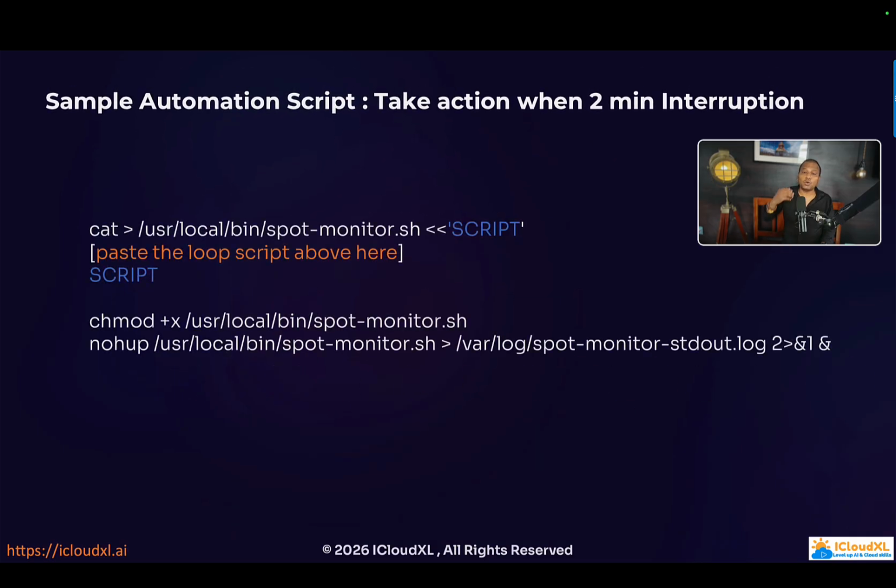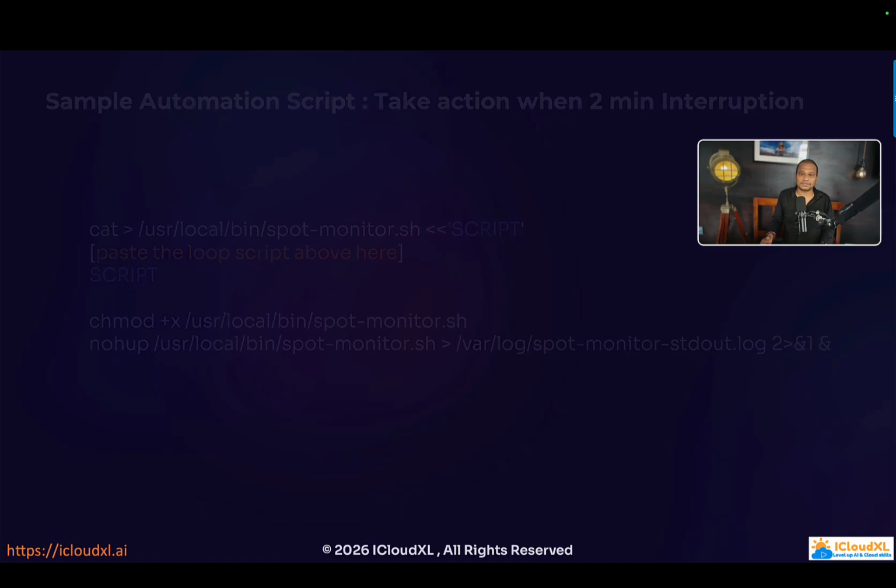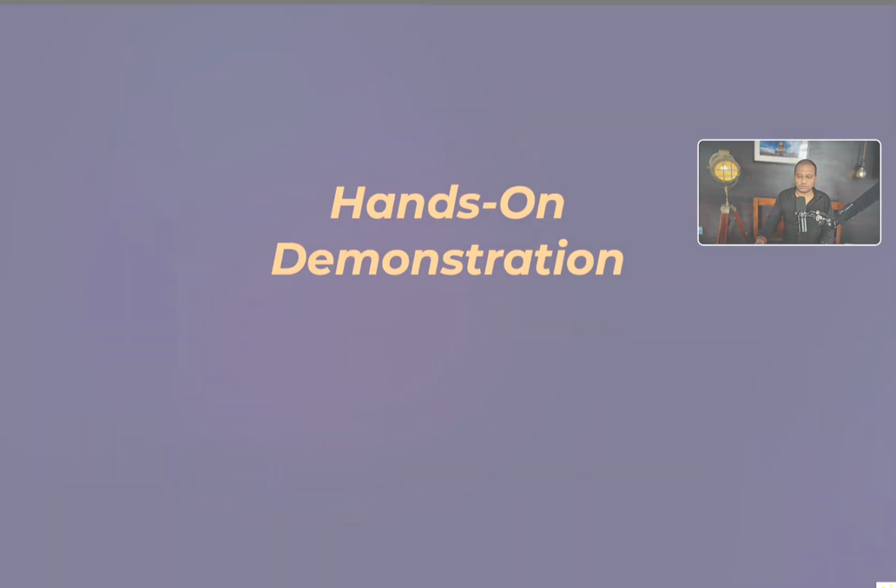And if you want to automate that script and execute it continuously, you paste the loop script above in this place and use that script in your user data. Voila, you're done, and your script will be continuously running and checking whether your Spot instance received that notification, and you can take action accordingly for your application. Let me show you in the console.